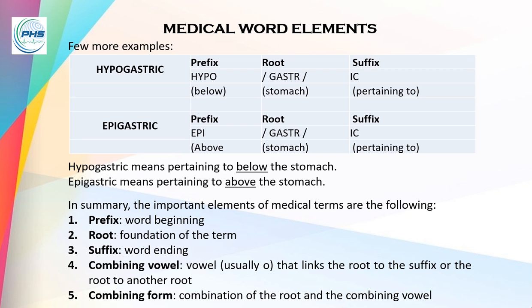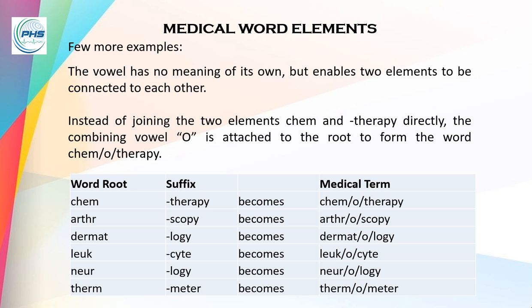In summary, the important elements of medical terms are the following: prefix, that is the word beginning; root, which is the foundation of the term; suffix, which is the word ending; combining vowel, which is usually O, that links the root to the suffix or the root to another root. The fifth one that we could look at is combining form, which is the combination of the root and the combining vowel. Let us look at a few more examples.